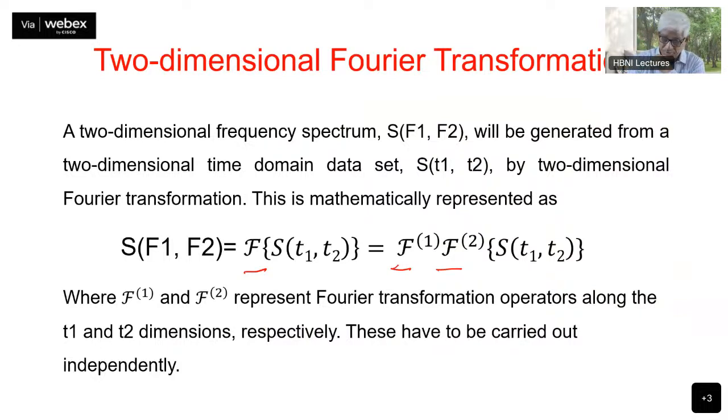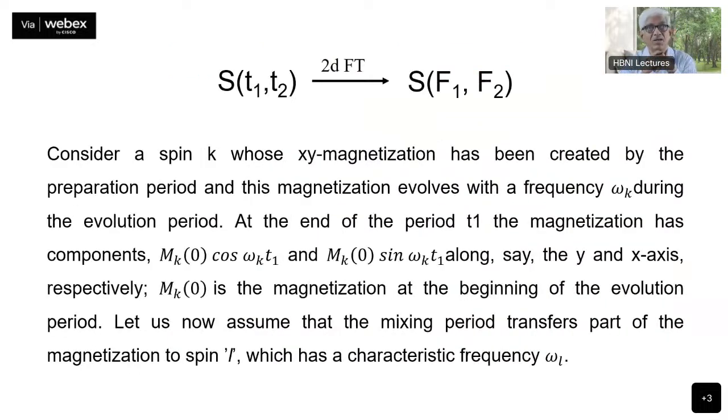Along the T1, T2 dimensions, these have to be carried out independently. Notice here, it does not matter which one you do first. After you collect the two-dimensional data, it does not matter whether you do F1 first or F2 first. It doesn't matter at all. But more conveniently or conventionally, it is easy to understand if you do F2 first and then F1 the second time. This is what I showed you schematically in the previous slide. So this is the same thing represented here. Consider a spin K whose XY magnetization has been created by the preparation period. This magnetization evolves. Now I am drawing here.